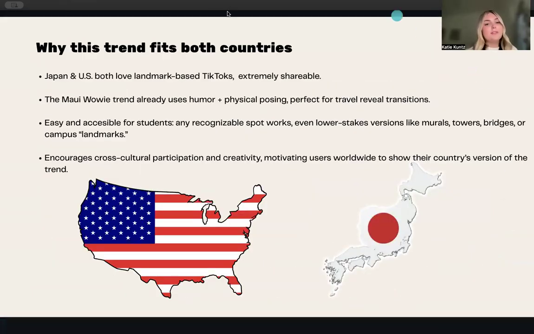Moving on to why this trend fits both countries. So Japan and US both love landmark-based TikToks, and they're extremely shareable. The Maui Wowie trend already uses humor and physical posing, which makes it perfect for travel reveal transitions. It's easy and accessible for students.